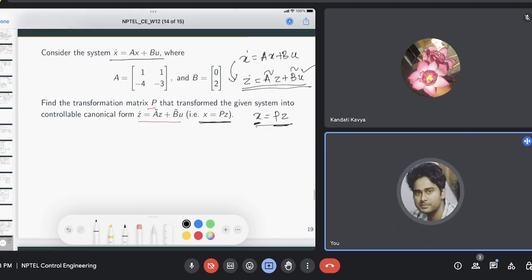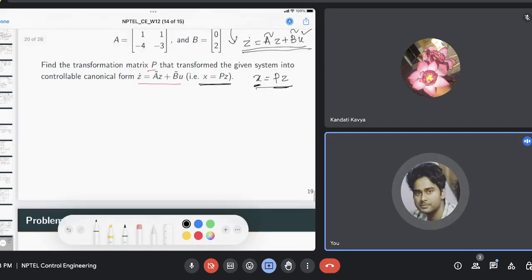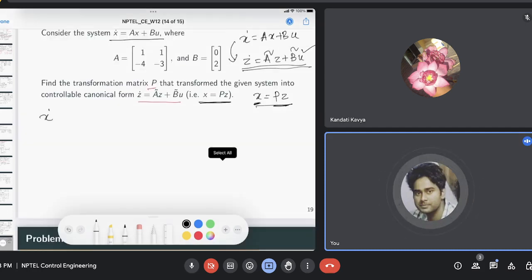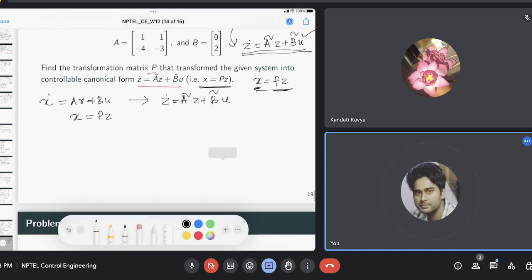So we are given a system in this form, that is x dot equal to Ax plus Bu, one form. This is valid for any n cross n matrix, or n dimensional state space representation. We want to transform it to another form, this form. So we use this transformation x equal to Pz. Just substitute this in the equation and see what we obtain.